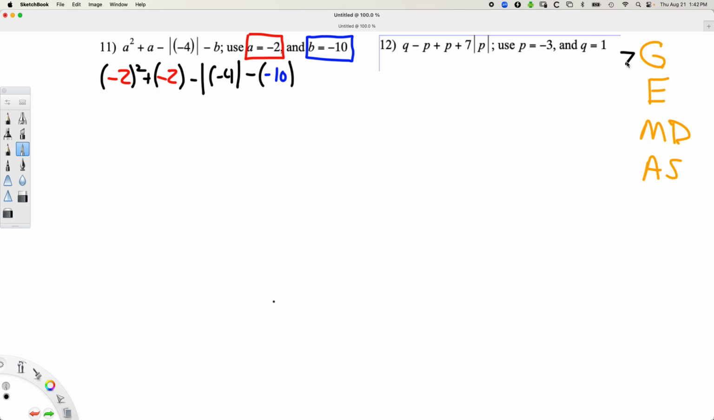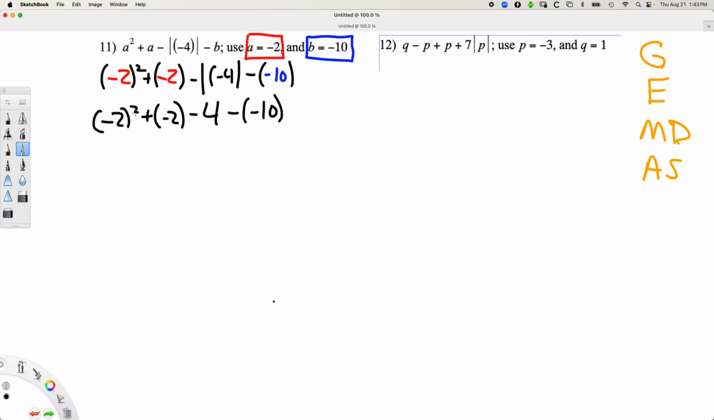Are there any grouping? Yes, there is right here. This absolute value is a grouping. So I'll do that first. So -2 squared plus -2 minus the absolute value of -4 is just 4 minus -10. Okay, next up, are there any exponents? Yes, there are right here. There's an exponent right there. So I do that next.